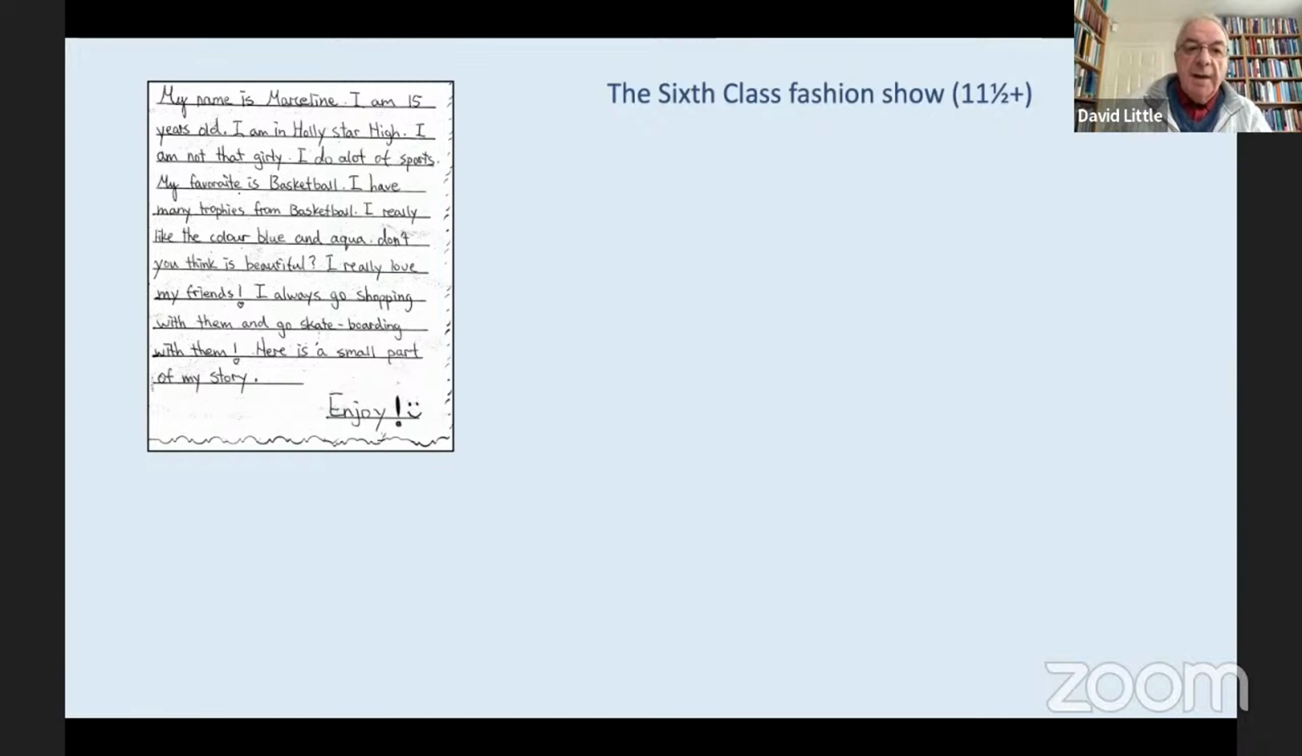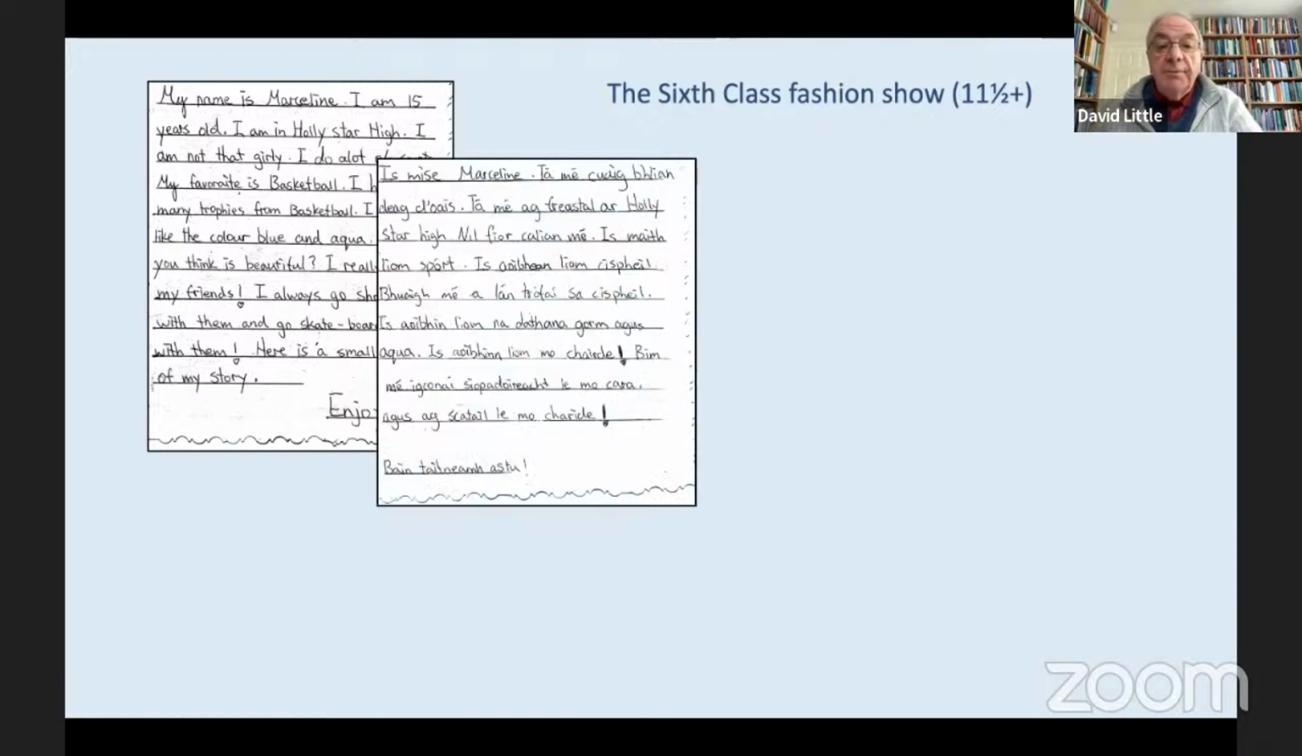I'm 15 years old. I'm in Hollystar High. I'm not that girly. I do a lot of sports. My favorite's basketball. I have many trophies from basketball. I really like the color blue and aqua. Don't you think it's beautiful? I really love my friends. I always go shopping with them and go skateboarding with them. Here is a small part of my story. Enjoy." And then we get the same thing in Irish.